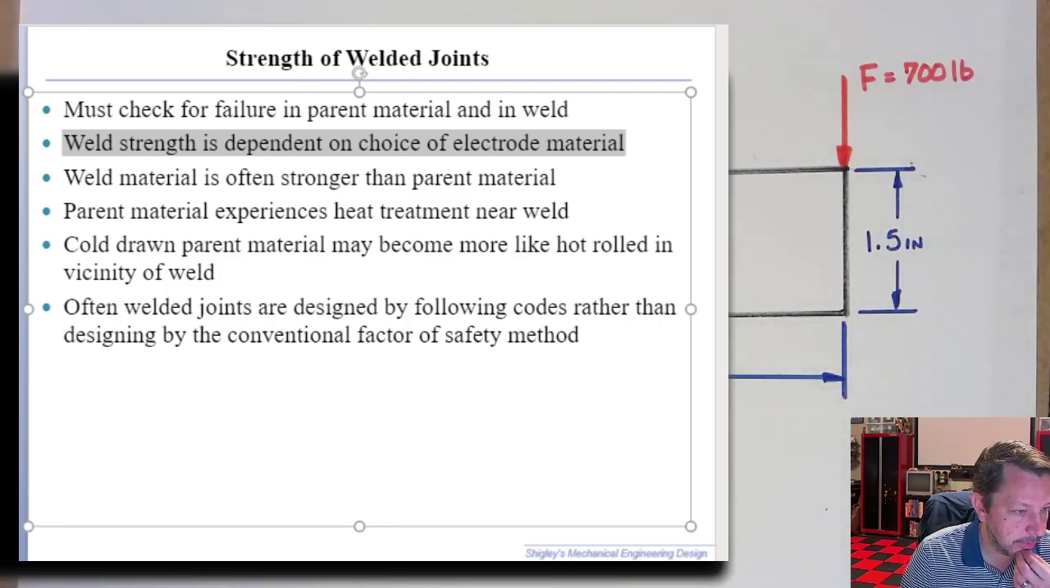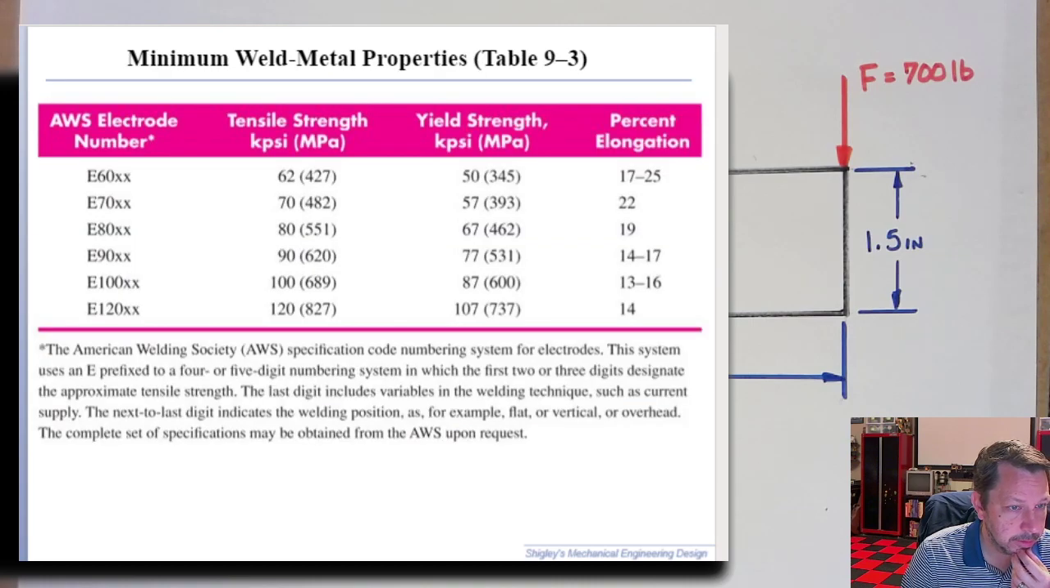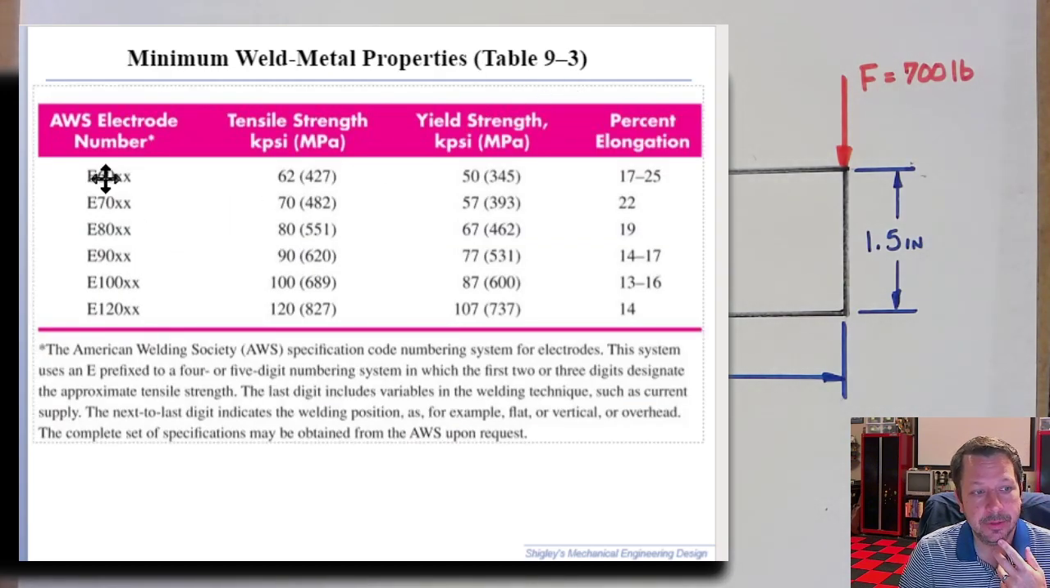Let me see if I have a chart of electrode strengths in here. Yes. So this is table 9.3. Here is a list of different electrodes from 60 to 120. And you can see they have different strengths. And if you notice, the tensile strength for the 60 is 62 KSI, 70 is 70, and so forth. So they kind of line up. The 60 is more or less telling you the tensile strength. Then there's a yield strength and a percent elongation.